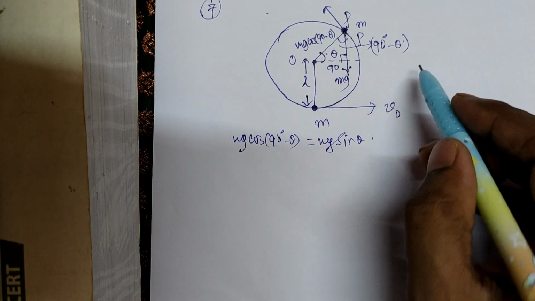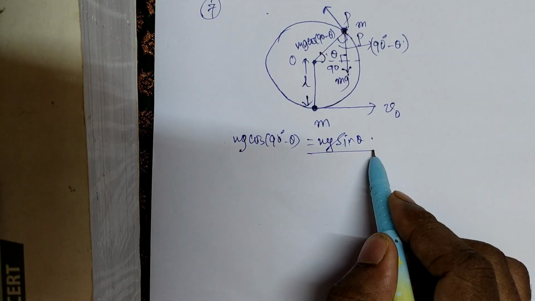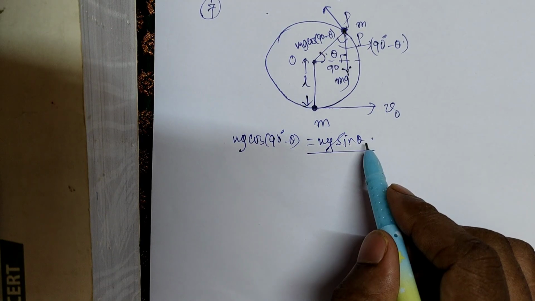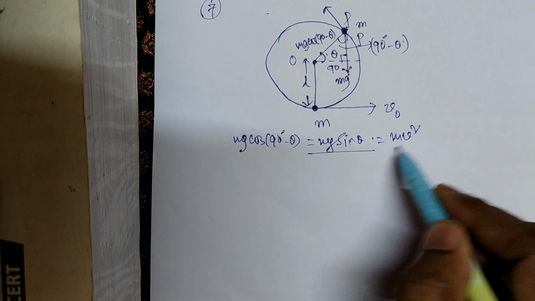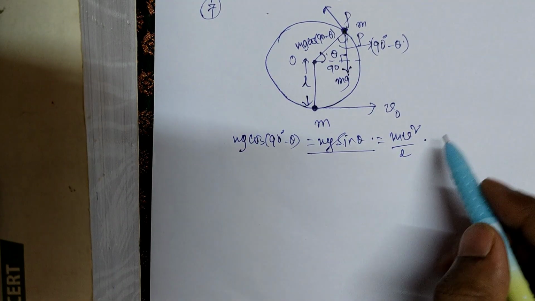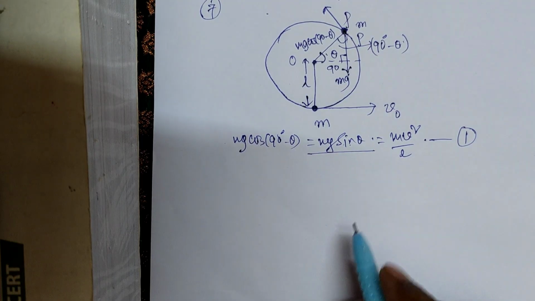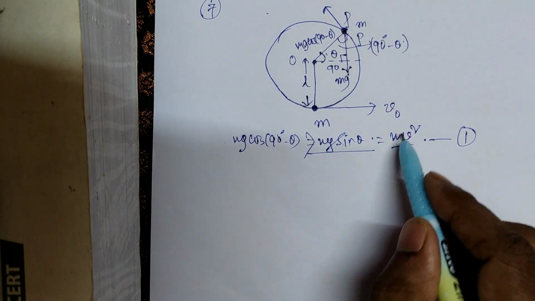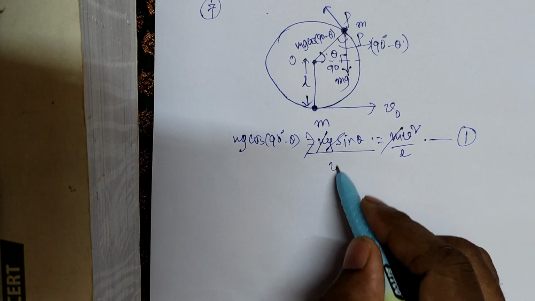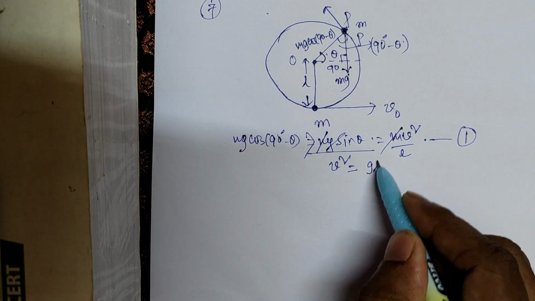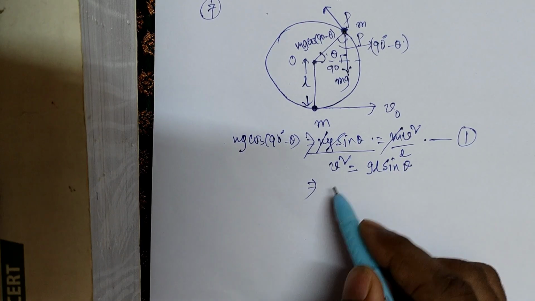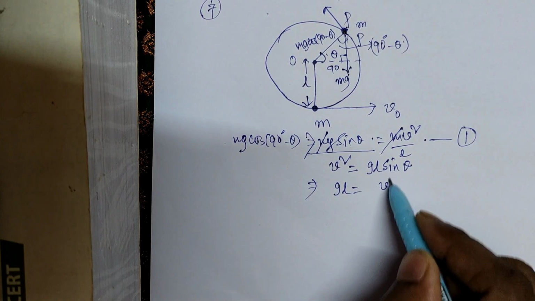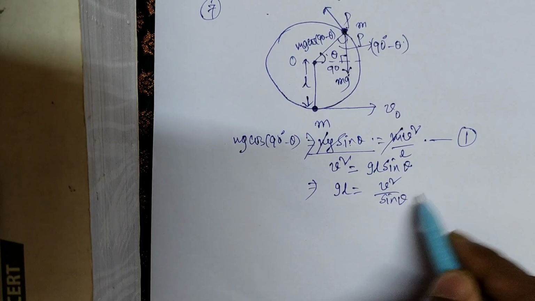Okay, so mg sin theta will provide the centripetal force, and we know the formula for the centripetal force is mv square by L, right? So this is equation number 1. From this equation m is cancelled, so v square is equal to gL sin theta, right? From this, gL is equal to v square by sin theta.